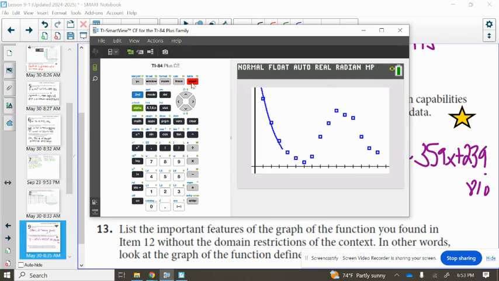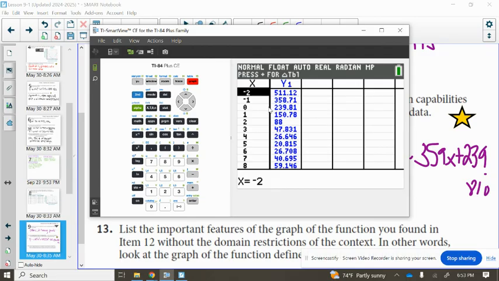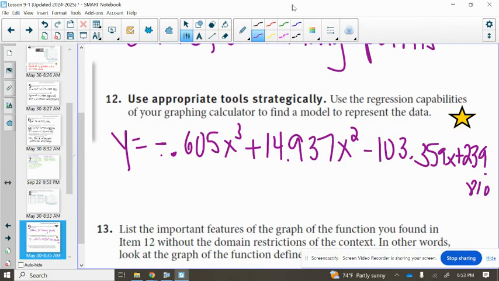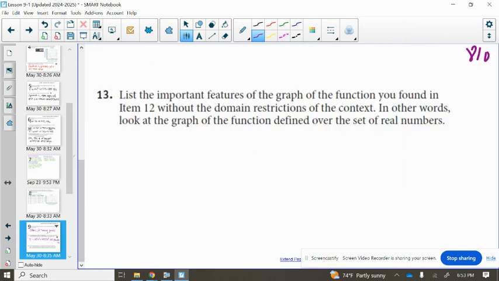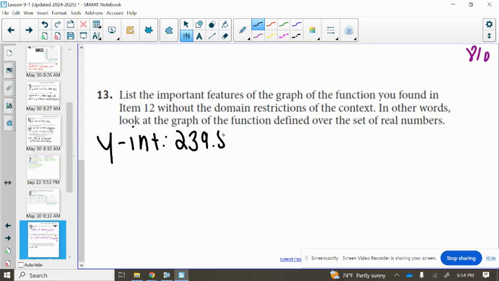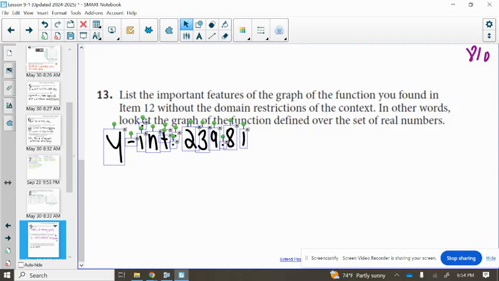And this time, if we look at that graph, again, seeing it fitting the data points, we notice a couple of things. Number one, we have a y-intercept at that 239.81, which is going to be one of the features here. So y-intercept 239.81. And officially, we like to usually list that as a point. So we would have 0, that.